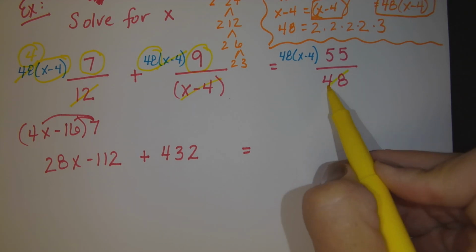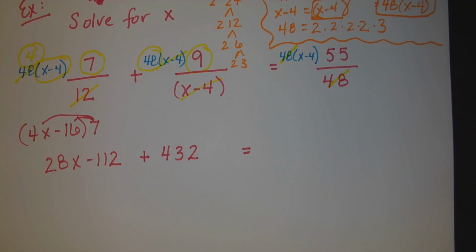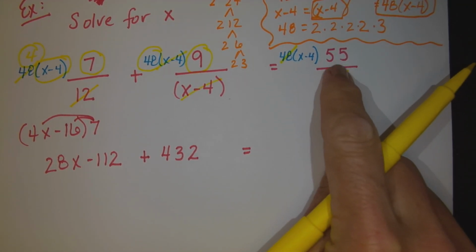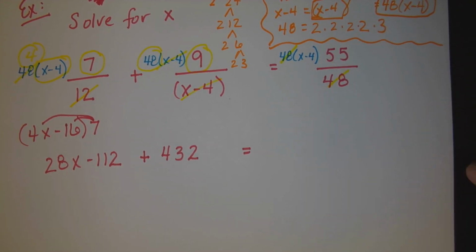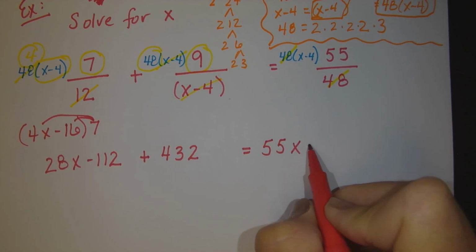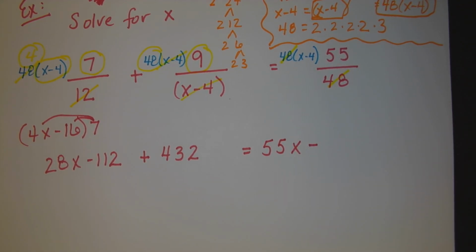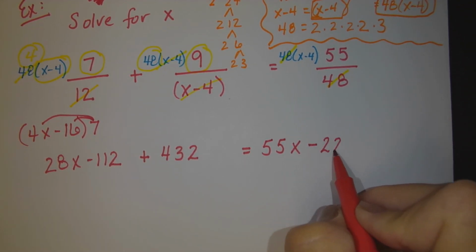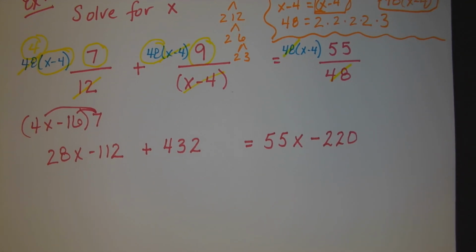All right, so what cancels over here? Jenny, what cancels? 48's, goodbye. So we have to distribute what number here? 55. So you're going to end up with 55x minus 220. I will move out of the way, let you catch up.